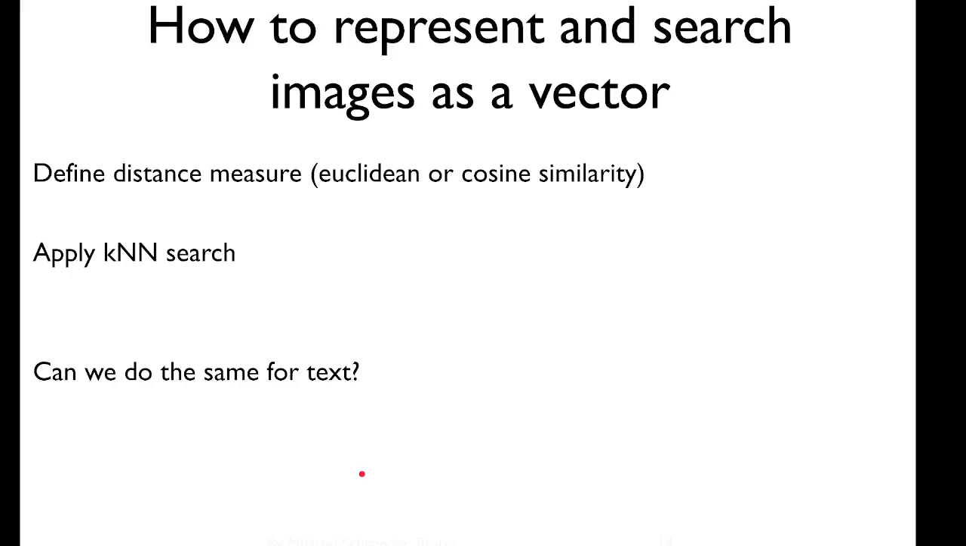So for images, we can define distance measures, and besides Euclidean and cosine similarity, there are of course also other measures that one can define. K-nearest neighbor search is available in many libraries and is very efficiently implemented, so that you can scale up to large data sets. Now, let's try to do the same for text.